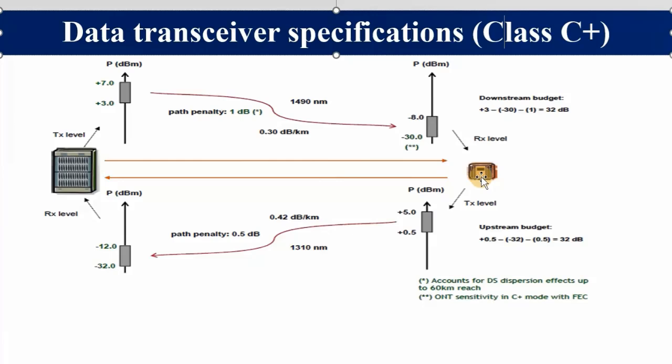So this is our ONT and this is our OLT. Normally when we are calculating the budget, we use the minimum transmit power and the minimum receive power. So we are going to say this 3 minus this minus 30 minus this margin, which is 1 dB, is 32 dB. And if you compare with B plus, it is 28. So we have got more power when we are using a C plus. In the upstream direction, we are going to use the minimum transmit power and the minimum receive power, which is minus 32. And please take note that our budget is the same in both directions.